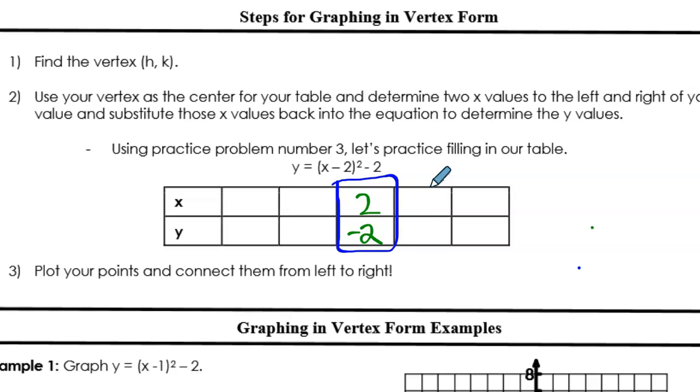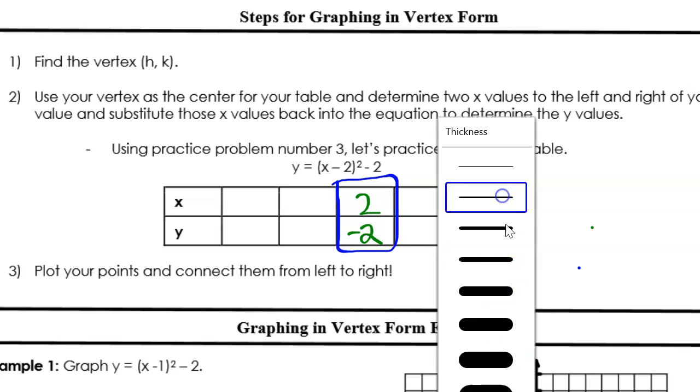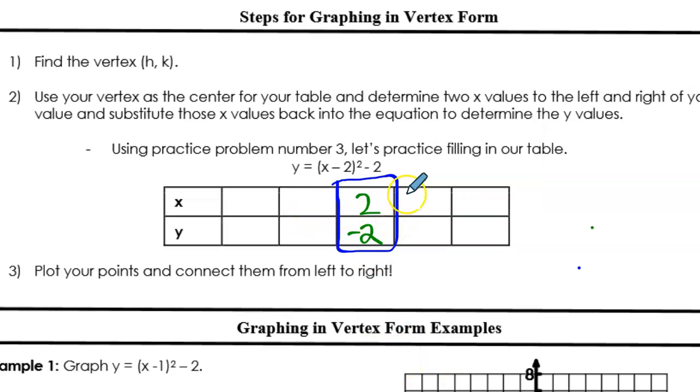That's our vertex. Now we're going to fill in some x values to the right and some x values to the left and see what our resulting y values are. So to the right, I'm going to put a 3. I'm going to put a 4. To the left, I'm going to count down 1 and 0. And all I'm going to do is take these x values and plug them in here for x and see what this is equal to.